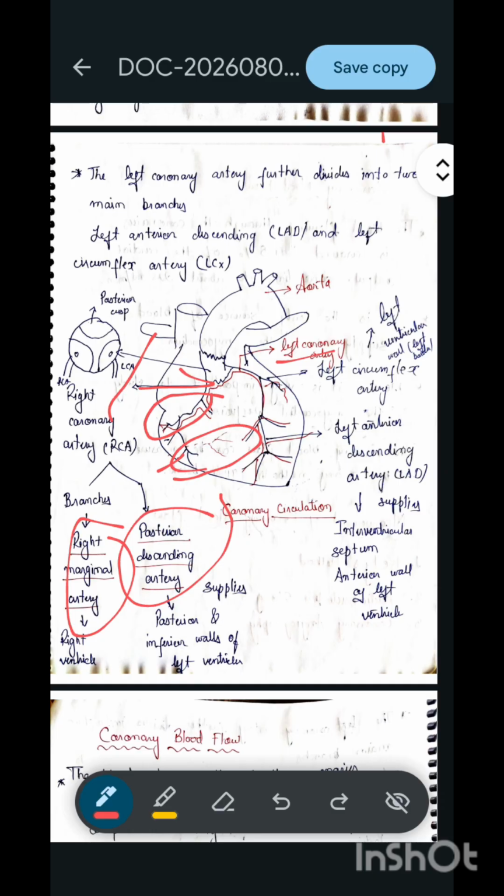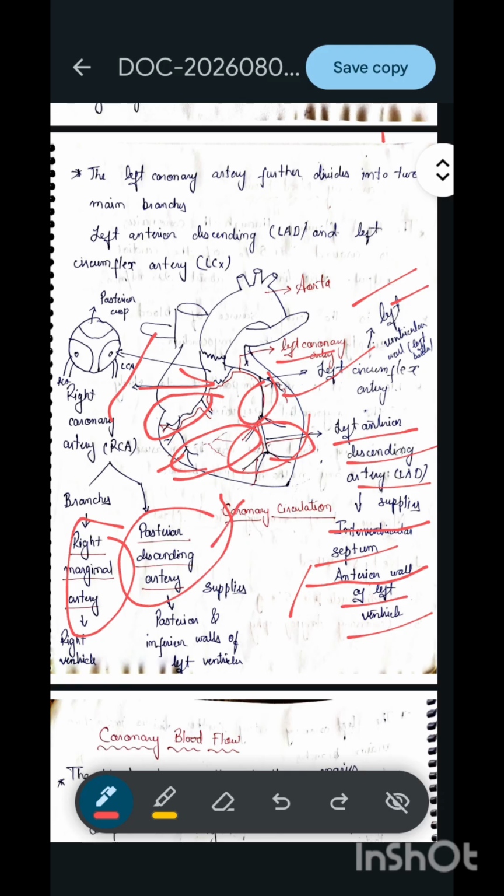First, the left circumflex artery supplies the left ventricular wall, the left border of the heart. The left anterior descending artery supplies the interventricular septum, the septum dividing the right and left ventricles, and the anterior wall of the left ventricle. The lateral wall is supplied by the left circumflex artery, and the anterior wall of the left ventricle by the left anterior descending artery.